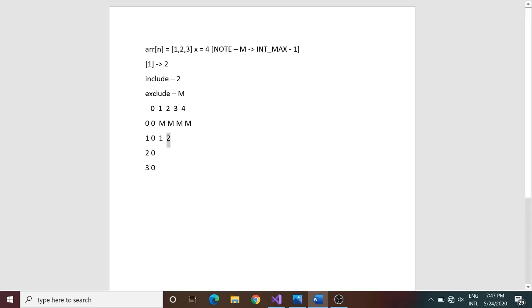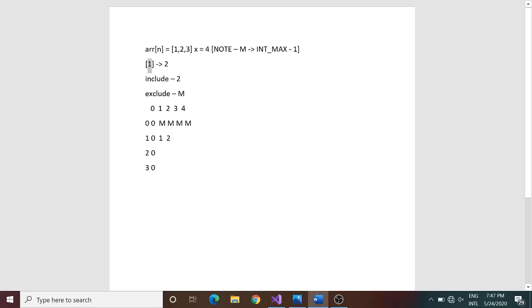What does this 2 signify? This 2 signifies that if I need to make an amount of 2 and I have the denomination of only 1 with me, then the minimum number of coins which I need to make this amount is 2. The same way I will be populating all the DP matrix contents over here. But before going on to the code, I just want to discuss two things with you.